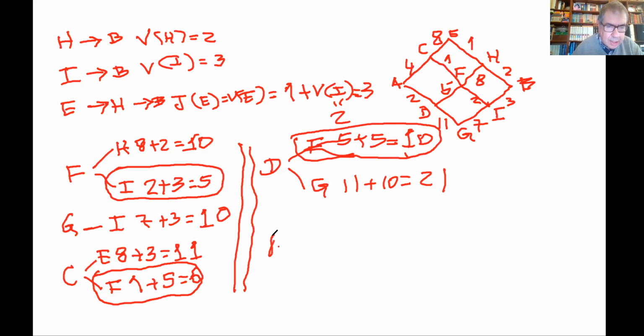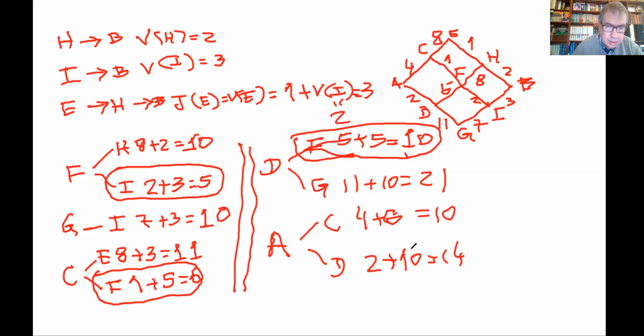Now, finally, if you are at A, you can go to C, or you can go to D. If you go to C, it's 4 plus the value of C. Where is the value of C? The value of C is 6. So it's 10, the sum. And if you go to D, it's 2 plus the value of D, which is 10. That gives me 14. So the value of A is 10, and the correct decision is to go to C.